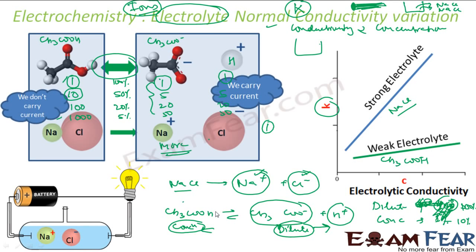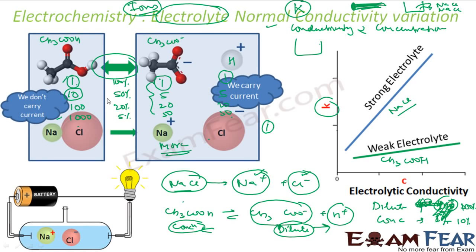But in the case of a strong electrolyte, if I am adding 1 mole, I am getting 1 mole of Na plus and 1 mole of Cl minus. If I am adding 100 moles, I am getting 100 moles of Na plus, 100 moles of Cl minus. Right? In that case, since it is a very strong electrolyte, the moment you put it in water, it breaks. So the dissociation is not much dependent on the concentration of the solution.